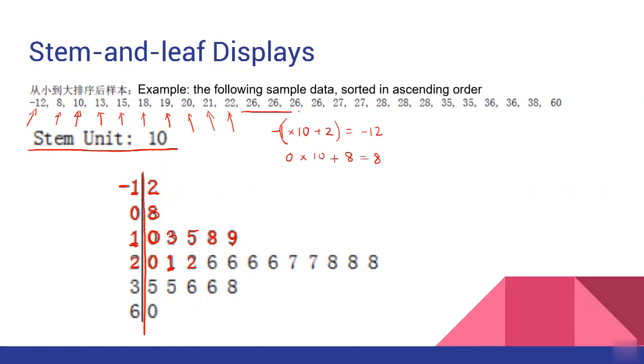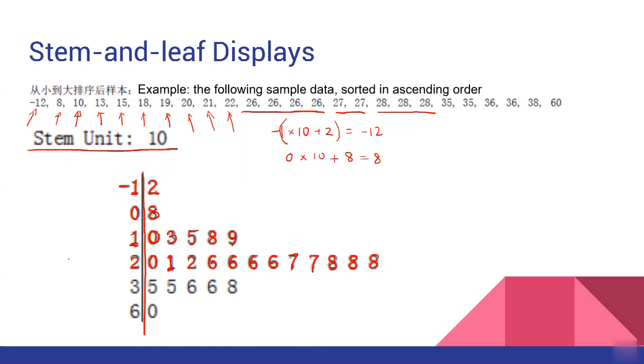Then we have four 26s, right? So we should put 4 6s here. First one, second one, third one, and fourth one. We have four 6s on the leaf side on this row. And then we have two 27s. So we put two 7s here. Right? Next we have 1 2 3, three 28s. So we put three 8s on this row.